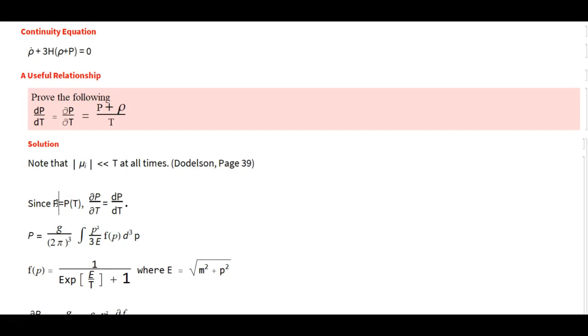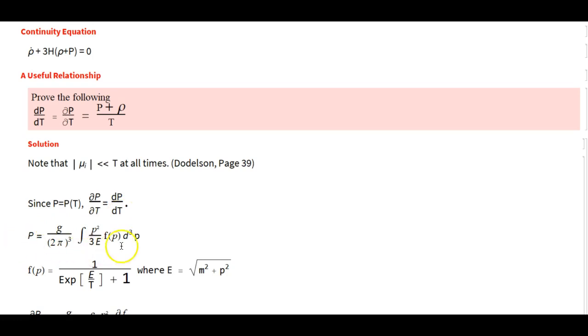Now, what is P? P, pressure, is a function of time and hence a function of temperature, because temperature is a function of time. And in an isotropic and homogeneous universe, P does not depend upon position or direction. So it is the same everywhere. The only thing that changes P is the time. So P is a function of time and hence a function of temperature. Therefore, the partial derivative of P with respect to temperature is equal to the full derivative of P with respect to temperature.